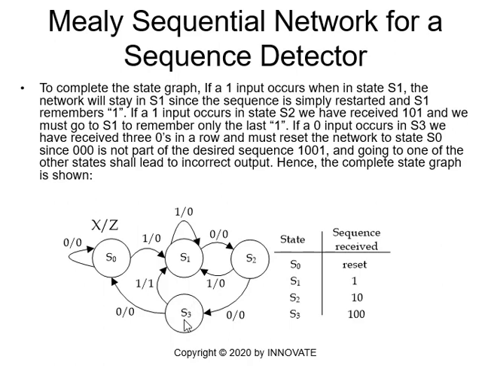However, in S3, if I receive 1, 0, 0, then another 0, this sequence 1, 0, 0, 0 will not be useful at all. I need to remember nothing. So I go with a 0 to the reset state, and the output will be 0. And this will finish the design of the state graph. Once I have the state graph, actually, I can have the state table in a second.